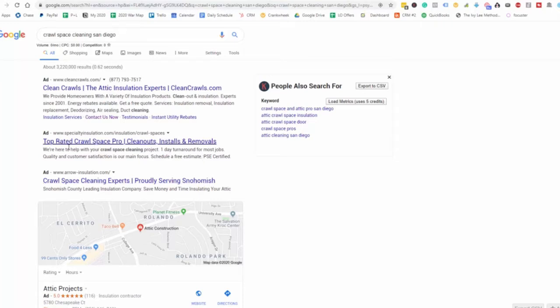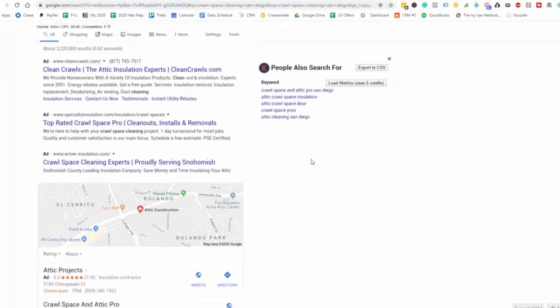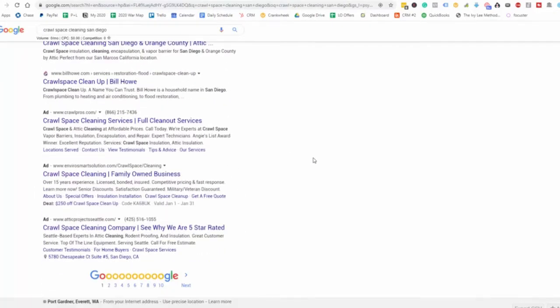This one right here, they're going for the best, the top, or like the number 1. So they're looking for the rating there. And then they have the crawl space cleaning. Let's see here, crawl space pro. So they have crawl space clean out. So they don't necessarily have the crawl space cleaning keyword. These guys right here got the keywords in here. So crawl space cleaning. And then they have experts, proudly serving Snohomish. Okay, great. And then these guys down here, what are they using?